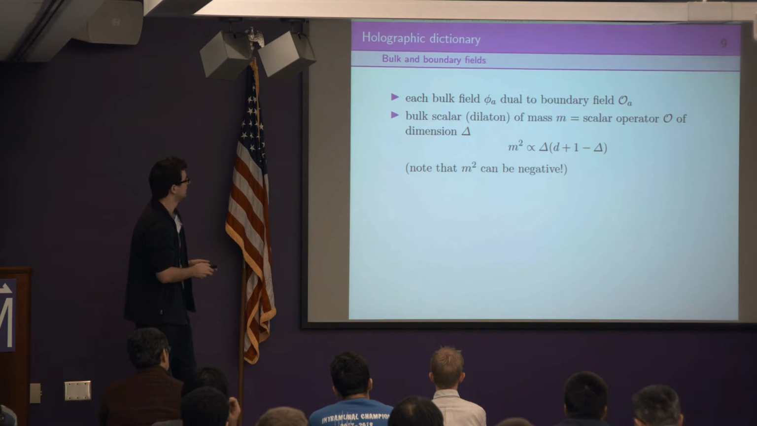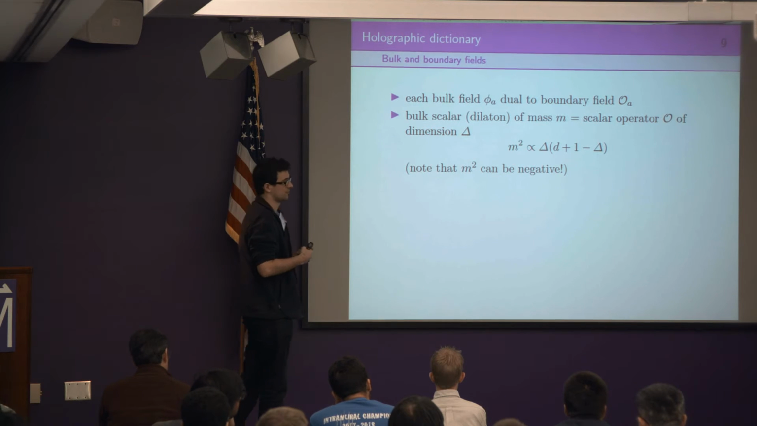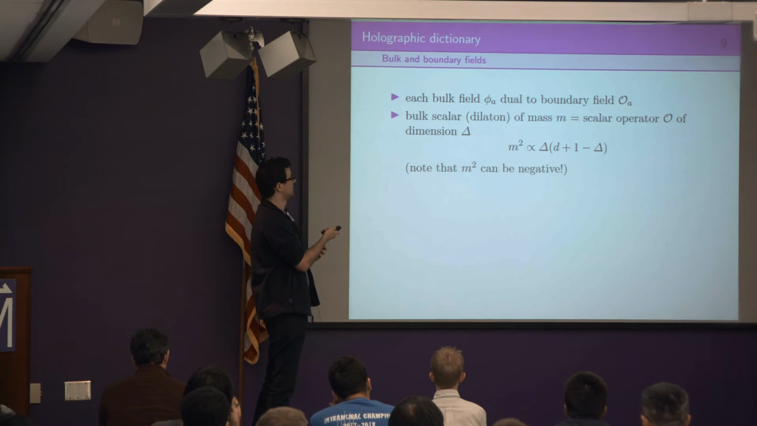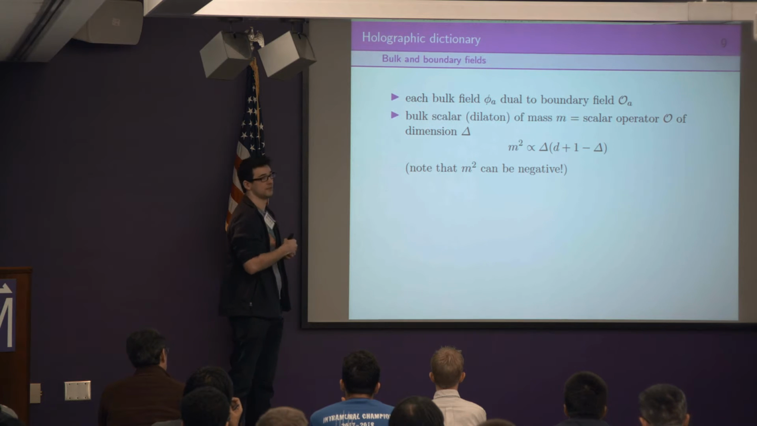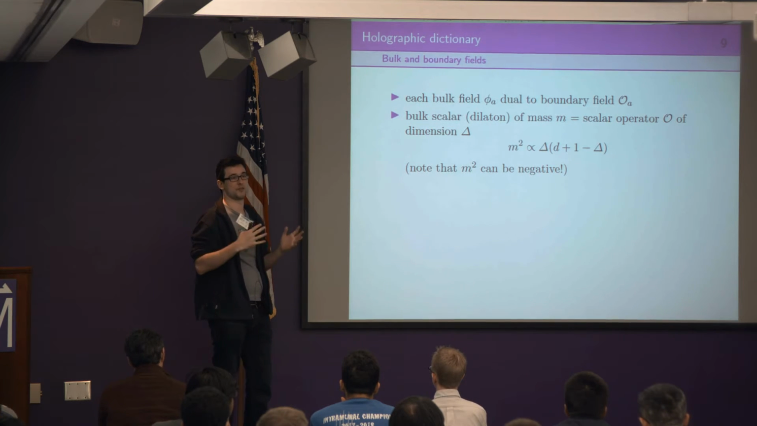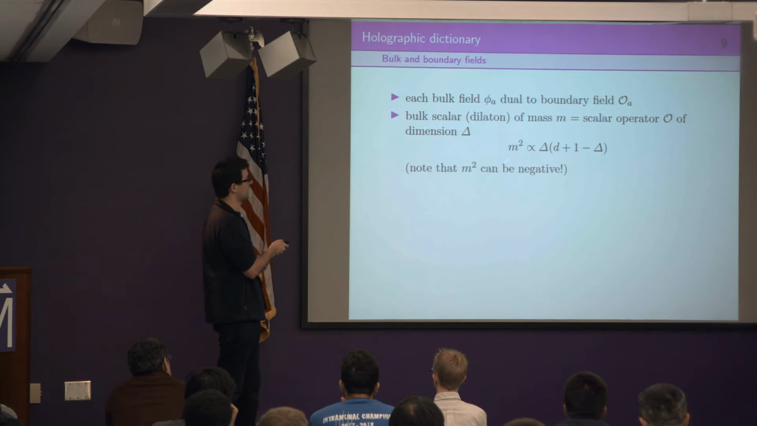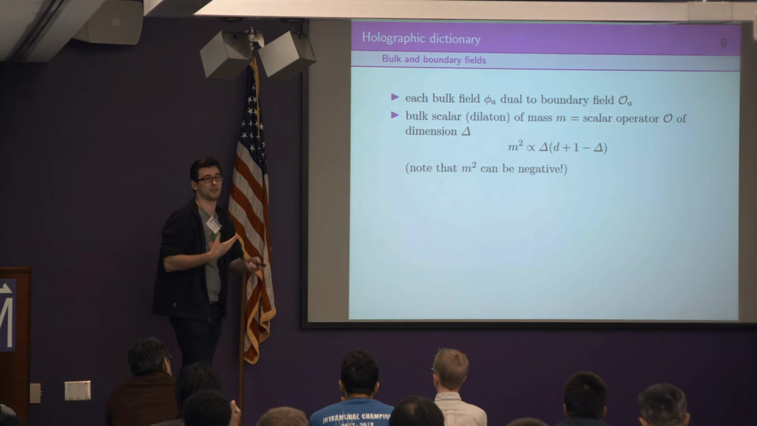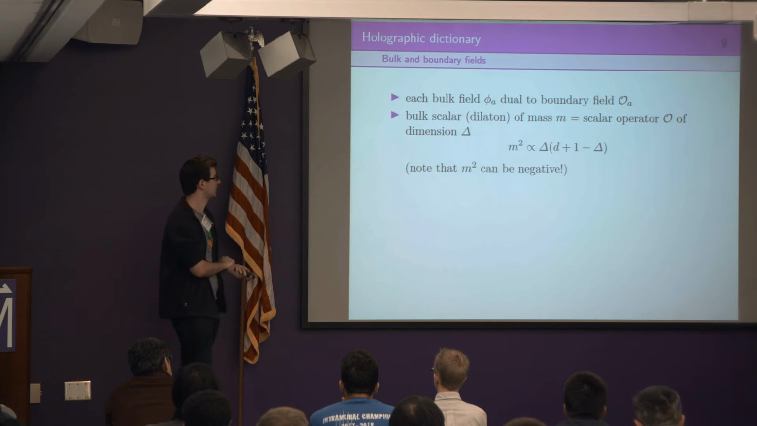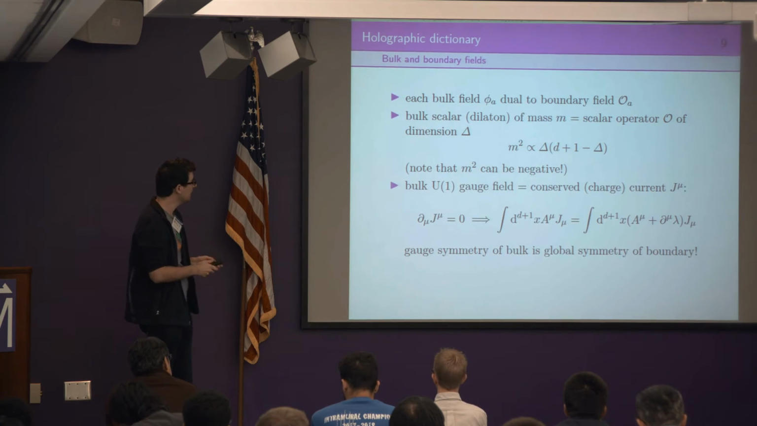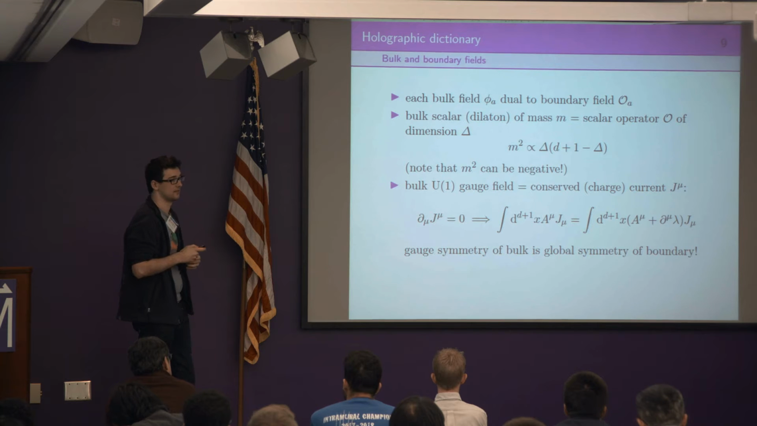So this is an example of a common trope: tuning something mild in your bulk description changes something more dramatically in the boundary theory. Here, just adjusting the mass is changing the scaling dimension of your theory. It's changing the theory that you're looking at. And m squared can be negative. We'll see that a little later on.